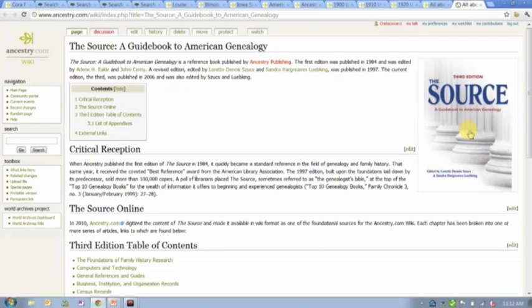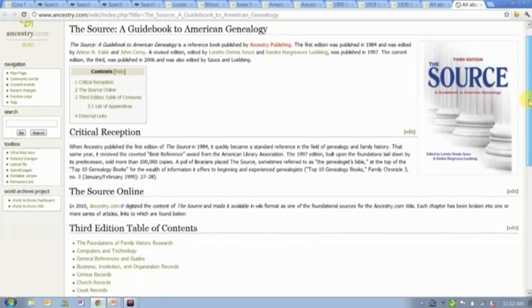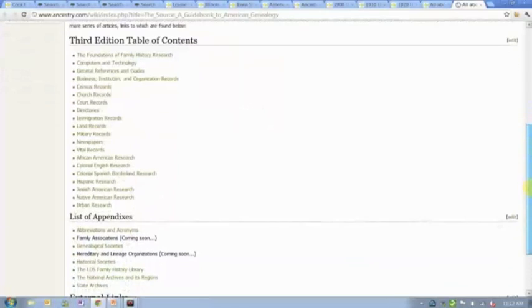It was edited by Sandra Luebking and then Loretto Szucs. If you're familiar with Loretto Szucs, she's actually an employee here at Ancestry.com. She's been with the company since the beginning. And so lots of institutional knowledge, as well as lots of really great foundational genealogy knowledge went into the editing of this book. So you can scroll down here and you'll see that there is a table of contents for this book, much like any book, and that each one of these are clickable links.